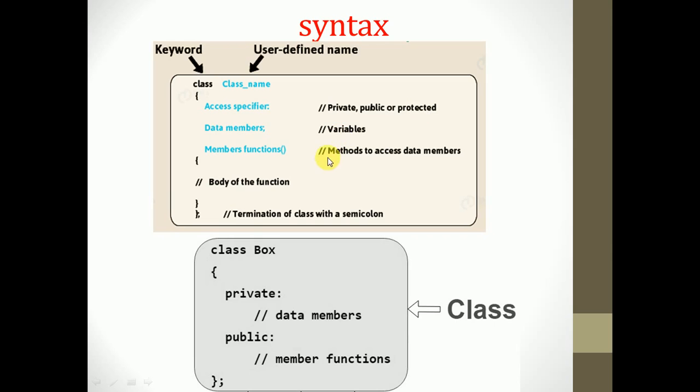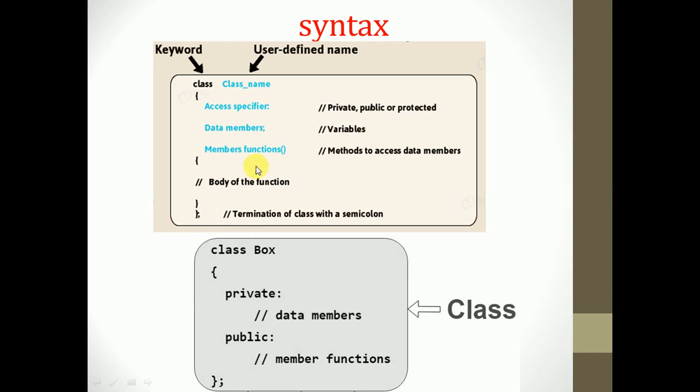Next comes my public. So normally data members are there in private, and in public what do we have? We have our member functions. And whenever you see a parenthesis like this, it means a function. Immediately we see a function, we open it using an opening bracket and a closing bracket.